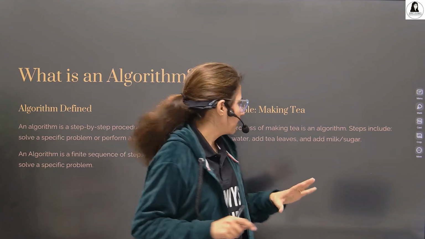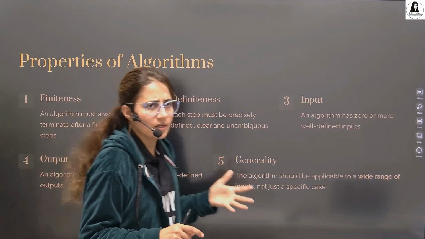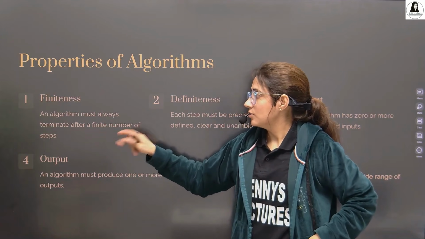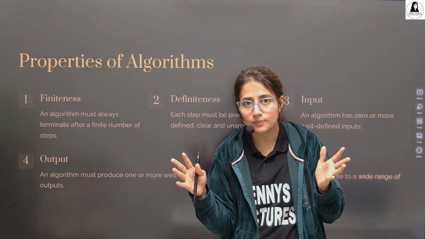Right? This is an algorithm. Now, the process of making tea is an algorithm. So there are some characteristics of an algorithm. First, it is finite. An algorithm must always terminate after a finite number of steps. That is for sure. Steps should not be infinite.